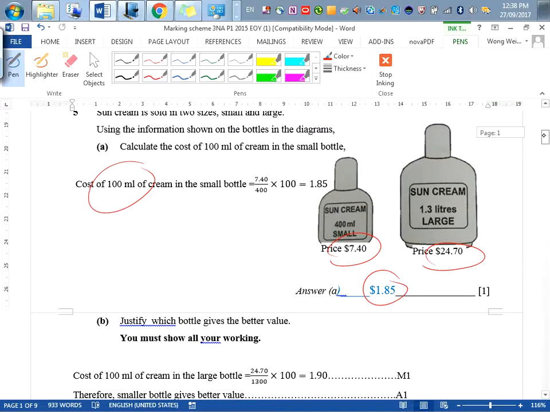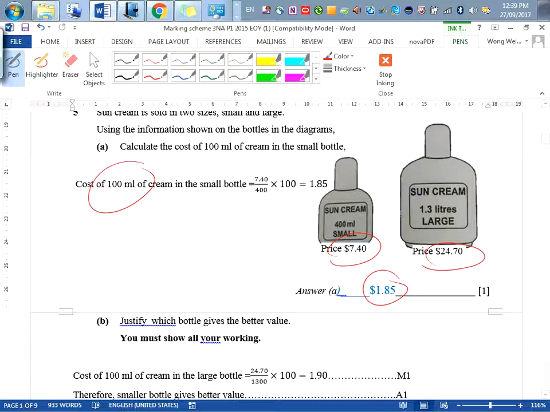Next, which bottle gives a better value? So if you are buying, and it is possible to see such a situation in the supermarket, how do you choose what to buy? Because you want as much as you can for as low a price as you can, right? Right now you have two options.